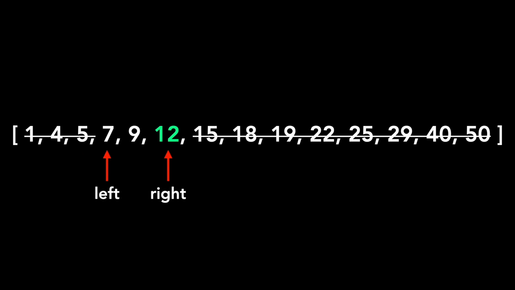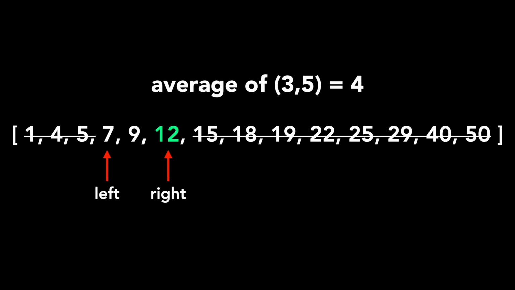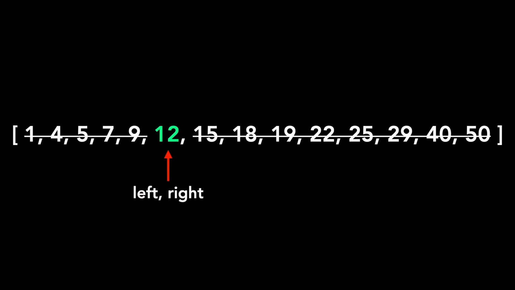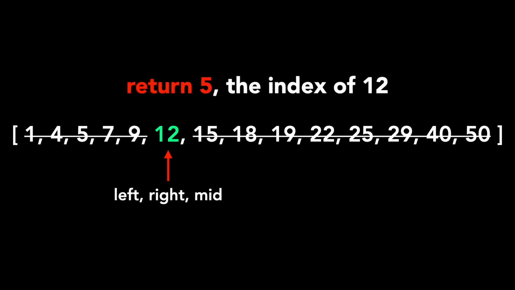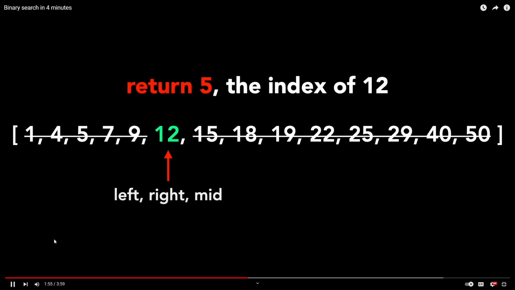Again, we find the middle, which is index 4 with a value of 9. This is less than 12, so we move our left pointer to the right of mid. Now our left and right pointers both point to 12. One more time, we take the average and get a value of 5. Our mid equals our target 12. We return 5, which is the index of 12.